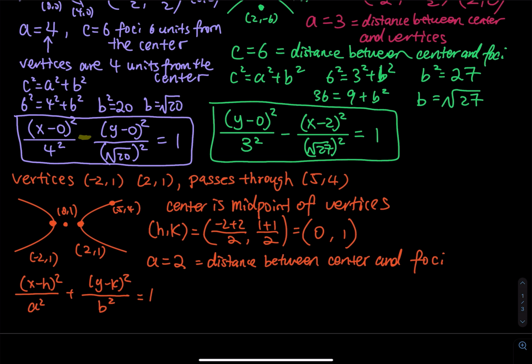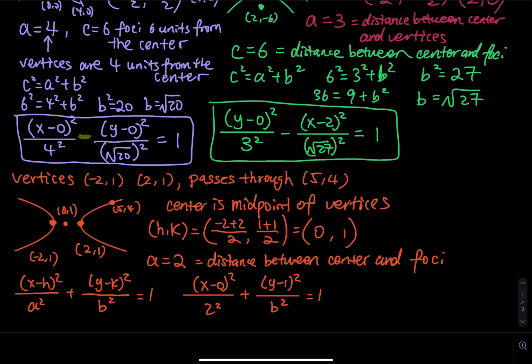So plug in h, k first. Plugging in h, k and a, we have x minus 0 squared divided by 2 squared minus y minus 1 squared divided by b squared, and that is equal to 1. And then what we have to do next is we have a point at x comma y that is equal to 5 comma 4, and then we plug in x and y to solve for b.